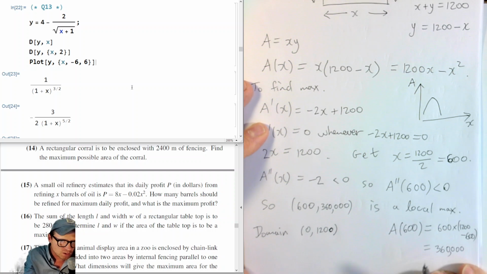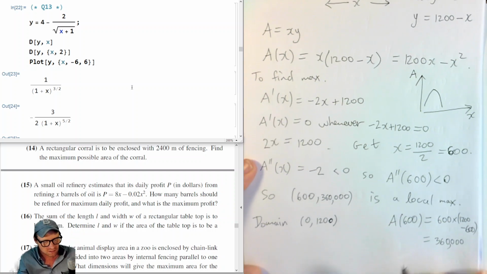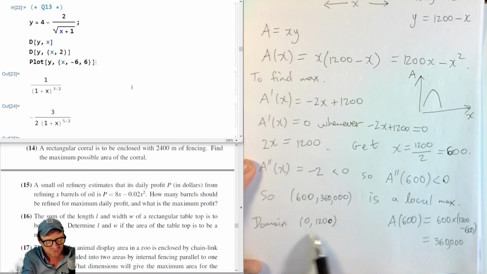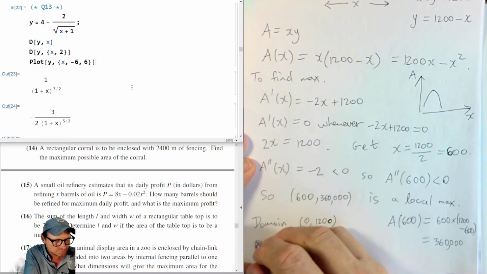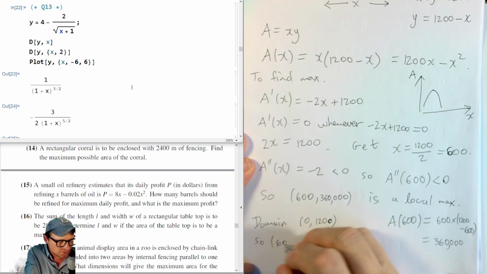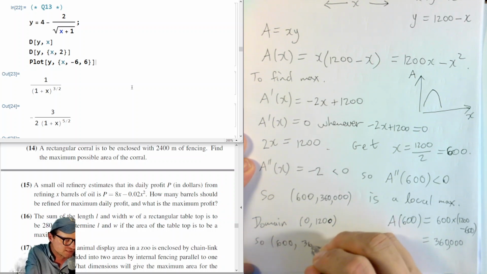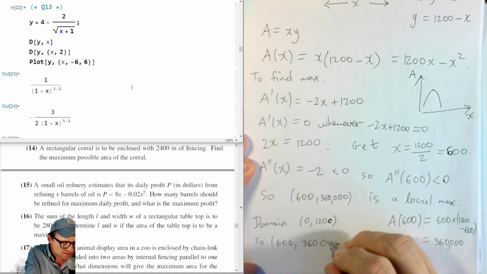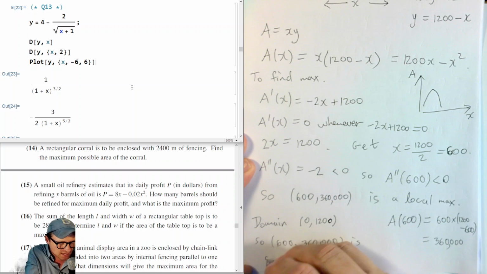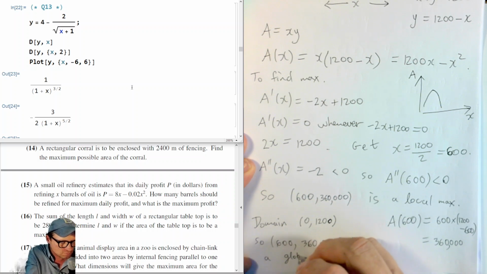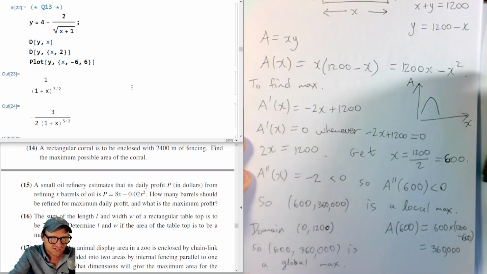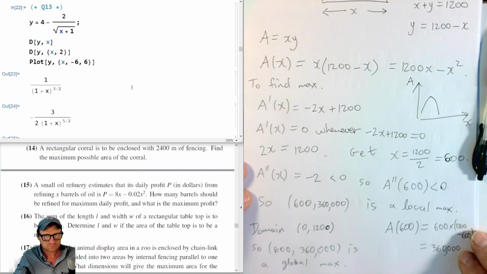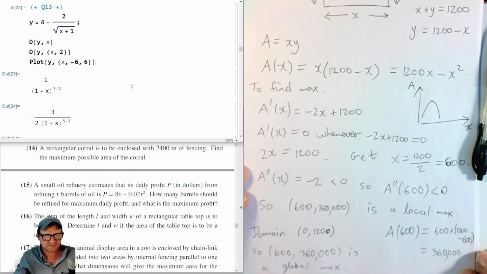Okay, now to determine the global maximum, we compare the values within the domain against the extremes of the domain. And so we can see clearly that this is the global maximum. So 360,000 is a global maxima also. All right, so now that we've got this, you can screenshot this if you like.